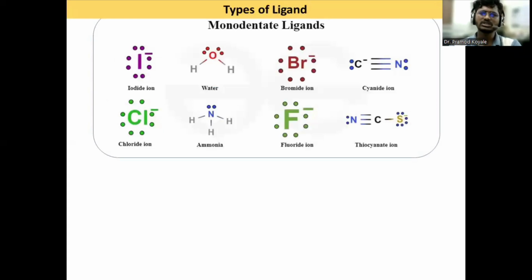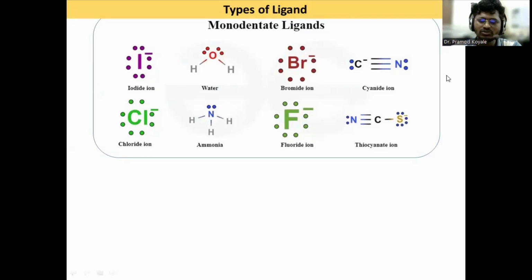Regarding types, we have the monodentate ligand, bidentate, tridentate, poly, and so on. Basically we have two types, monodentate and polydentate ligand. Monodentates are the molecules or ions which have only one site, and they form only one bond with the central metal center at a time. They have only one site to get attached.